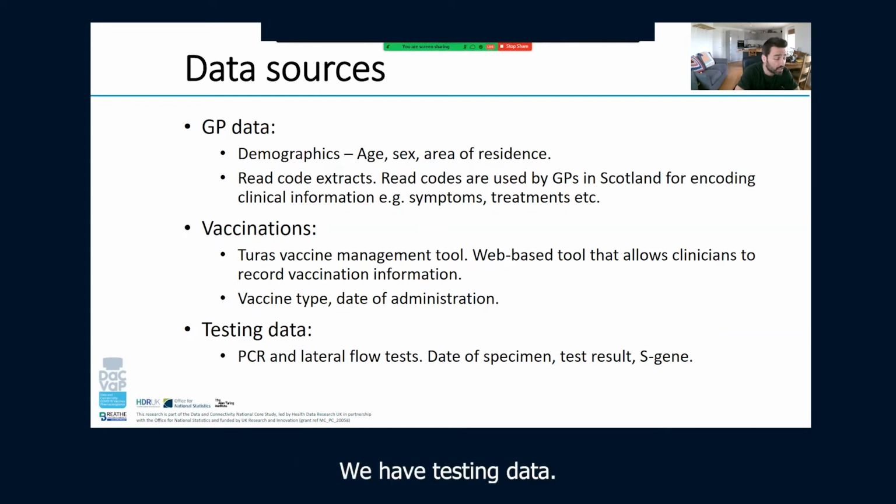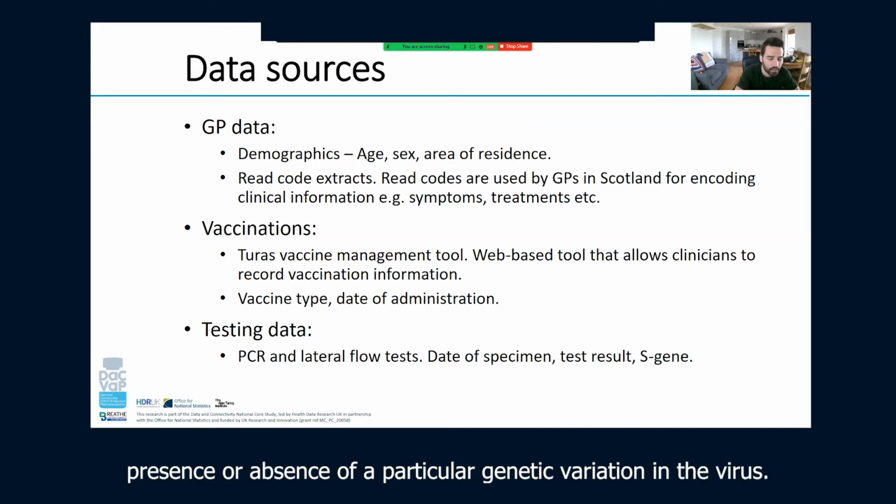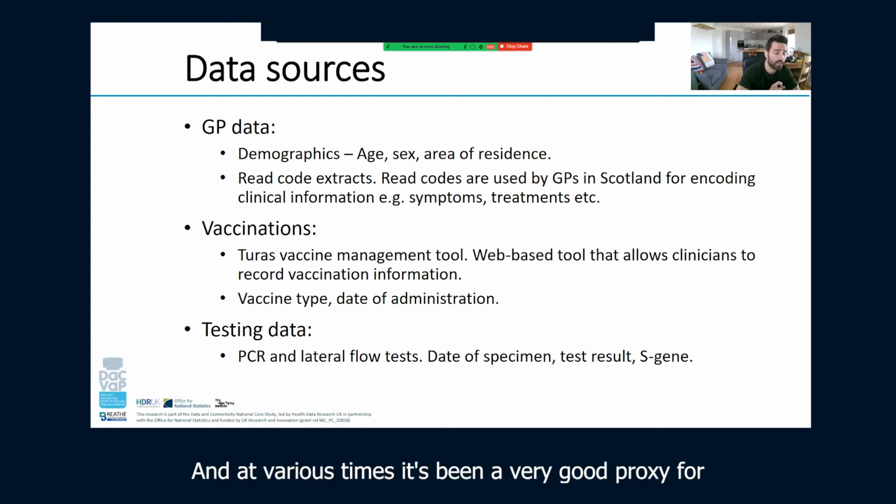We have testing data, both PCR and lateral flow tests. From that, we can get the date of the specimen, the test result, and the S gene status. The S gene is just the presence or absence of a particular genetic variation in the virus, and at various times it's been a very good proxy for which variant of the COVID virus you have.